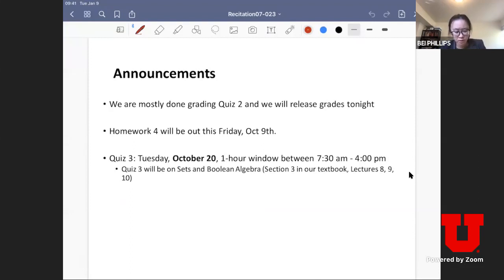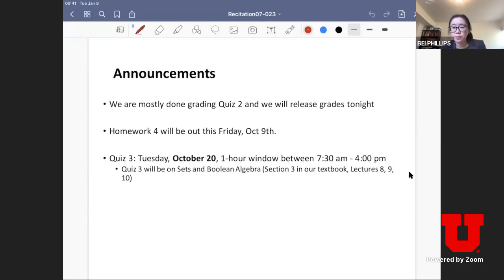The first one is quiz number 2 is mostly graded, but we'll release the grades sometime between tonight and tomorrow morning. The homework number 4 will be out this Friday, and a reminder that homework 3 is due this Friday at midnight. And our third quiz is going to come up in roughly 2 weeks, exactly, October 20th.